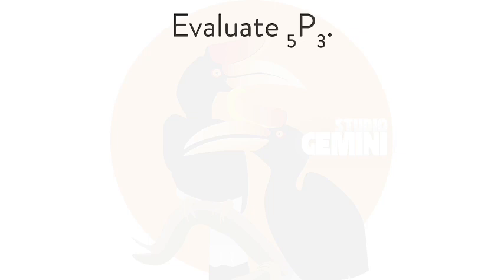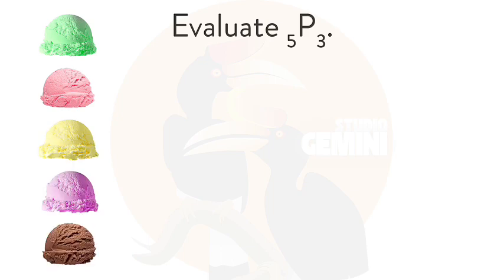Evaluate 5P3. 5P3 represents the number of permutations when we have 5 objects and take 3 of them in a particular order. To evaluate this number, it may help to think of it as ice cream scoops. In our example, we have 5 flavors of ice cream to choose from, and we're choosing 3 scoops for the cone. Let's also assume that the flavor can't be used more than once. We want to have 3 different flavors.